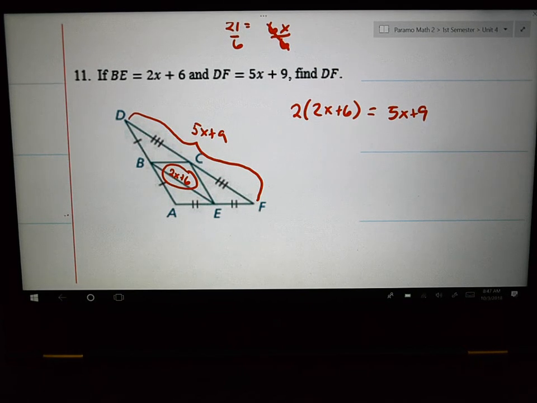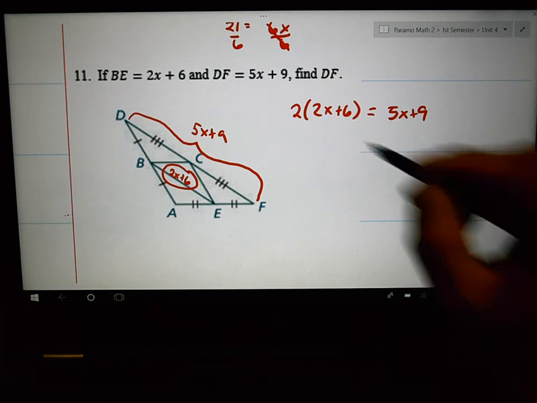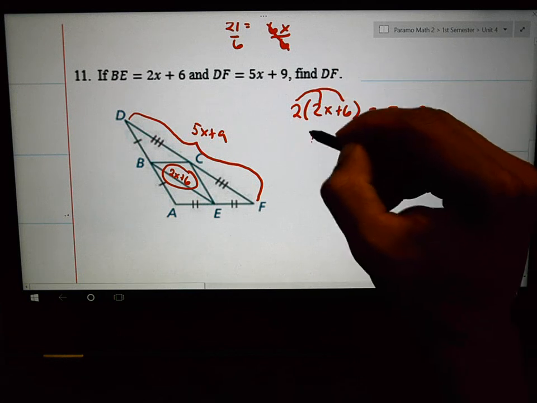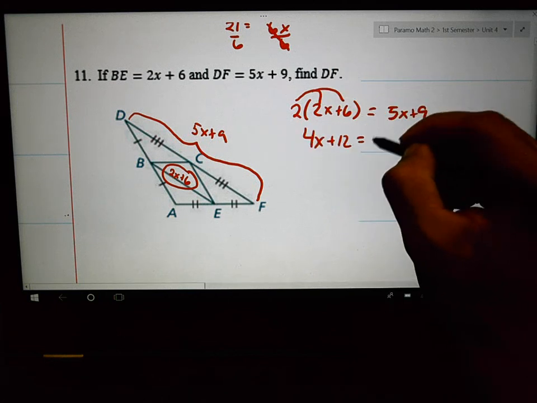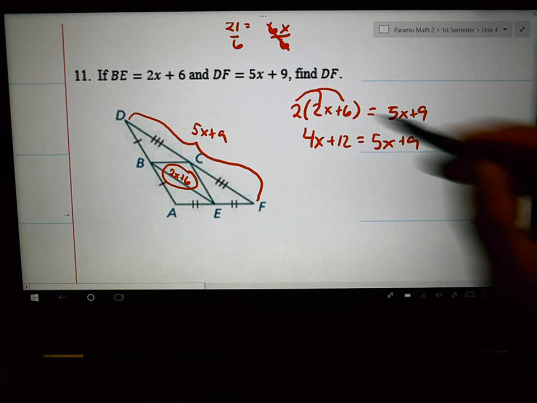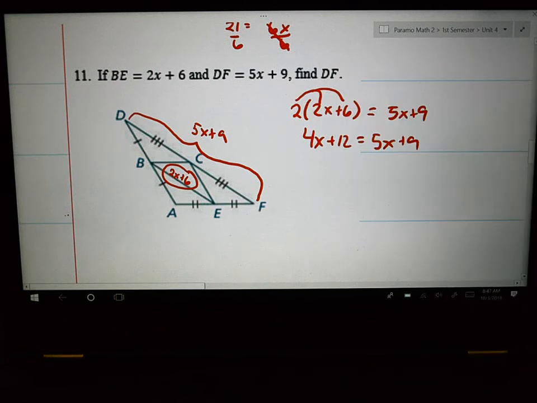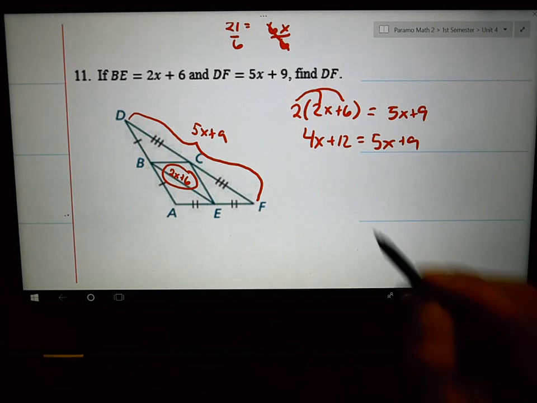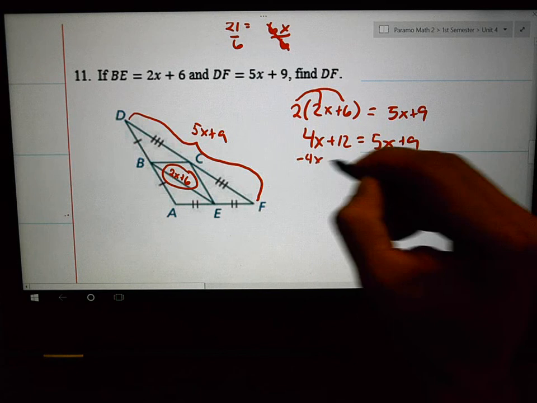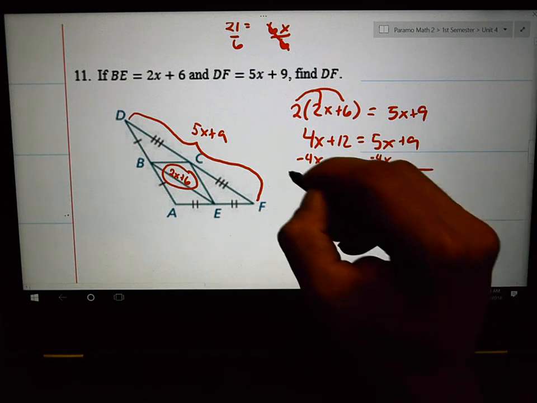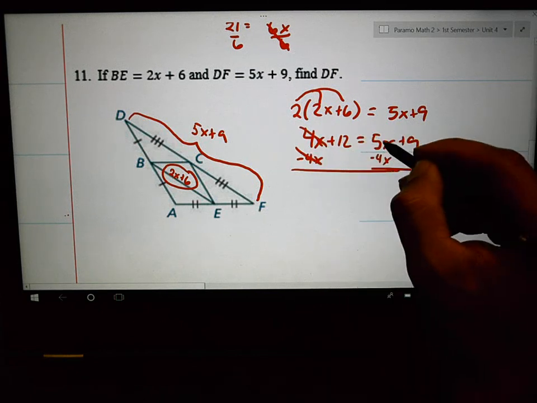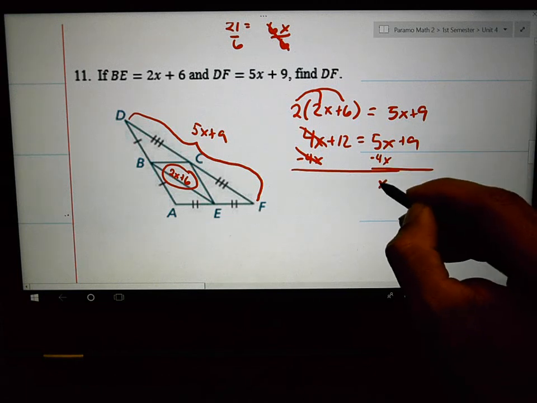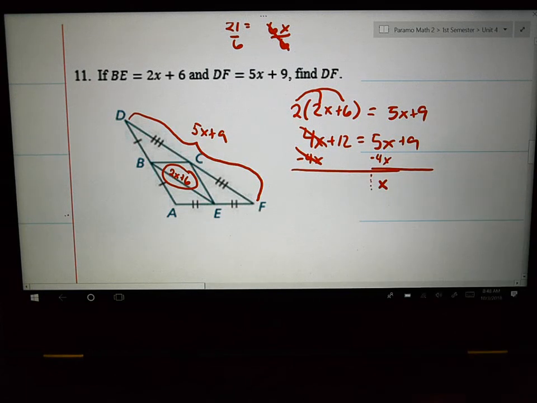Then you can distribute and simplify. 2 times 2x is 4x. 2 times 6 is 12. I would get the x's on the same side of the equal sign. So I'm going to subtract 4x, which will make it nice and easy because 4x minus 4x goes away, and 5x minus 4x is 1x. You do not have to write the 1. 1x and x are the same thing. What's easier to write? Just the x. Just write x.